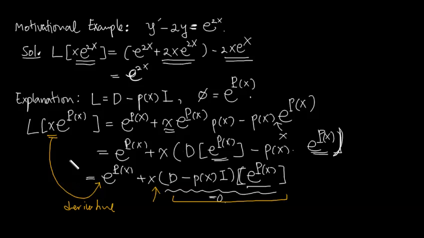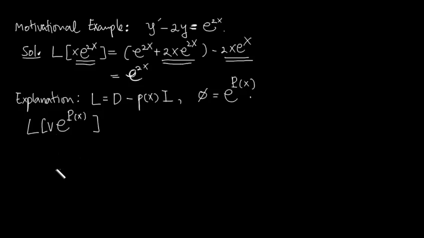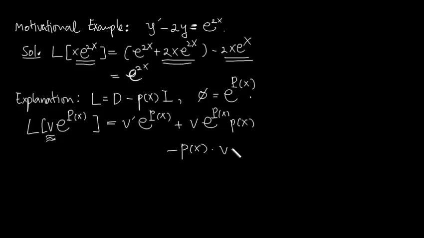So let me start with L of whatever, it's not x but something else, and still multiply e to the px, and something like this happens. Here is the form, and they usually use this letter V, so instead of x in there, I stick in the V. After you go through the product rule, something nice happens. So this one is differentiated, V prime e to the px, and V times p of x times e to the px is the second part, and negative p of x times the function V and e to the px.